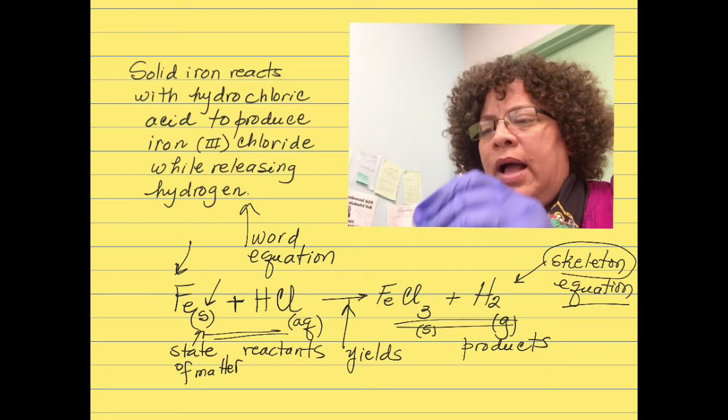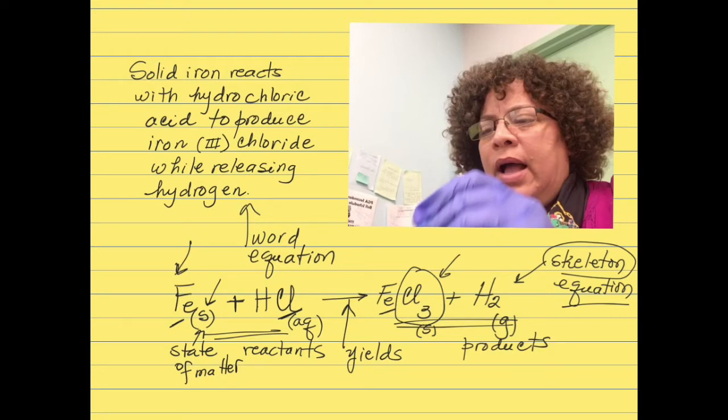Look over here. How many atoms of iron do you have over there? Only one, because you don't have a subscript. How many do you have here? Only one. Look at the chlorine. How many do you have in the reactants? You have only one. But if you look over here in the product, you have 3 atoms of chlorine. Is that possible? Matter can't come out of nowhere.